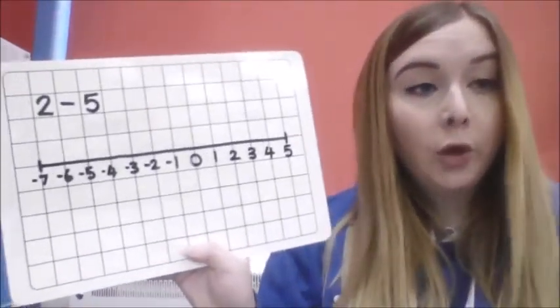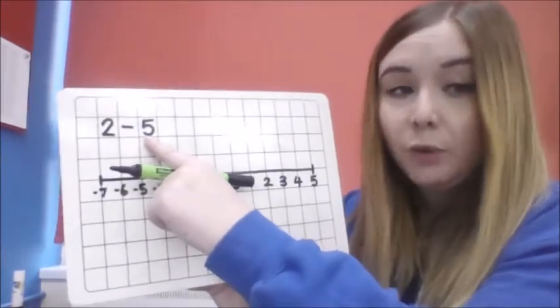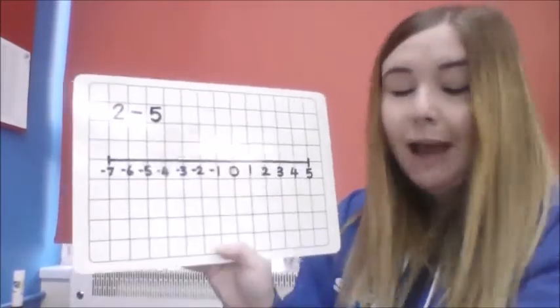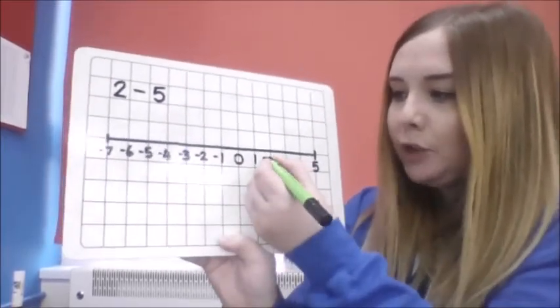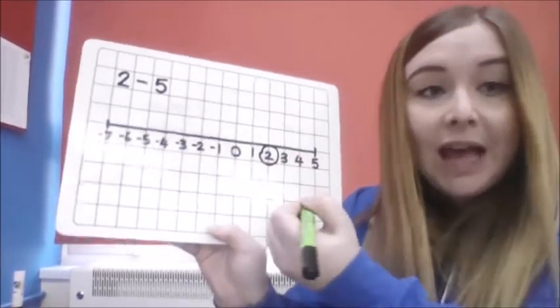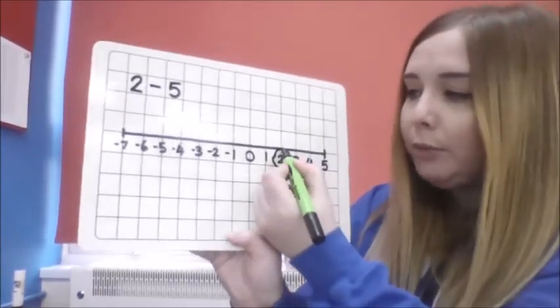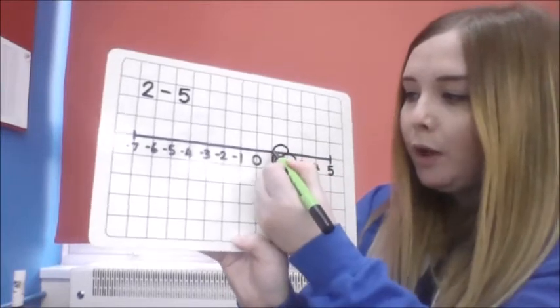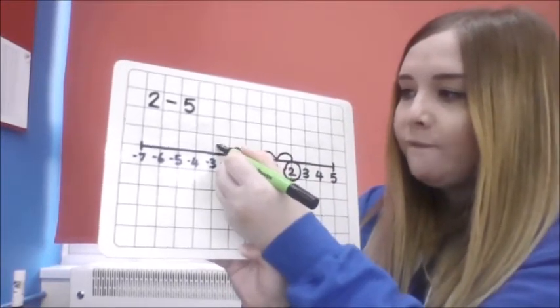So I've got a little example for you. Here we've got 2 take away 5, and we've got to figure out the answer. And to help you to do that, I've created a number line. So I'm going to start at 2. Now I've got to count backwards 5 because we're taking away. So I'm going to do 5 jumps. 1, 2, 3, 4, 5.